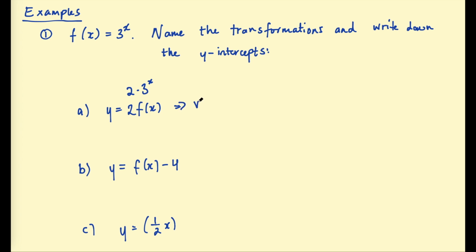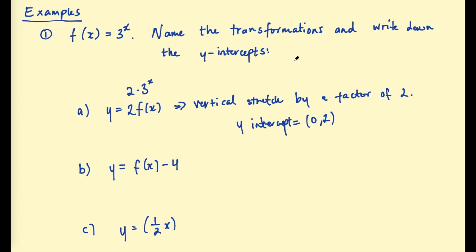So vertical stretch by a factor of 2. And the new y-intercept would be 0, 2. It's worth noting the y-intercept of y equals 3 to the x is 0, 1. So if you ever have just a constant raised to the x, it will always go through 0, 1.